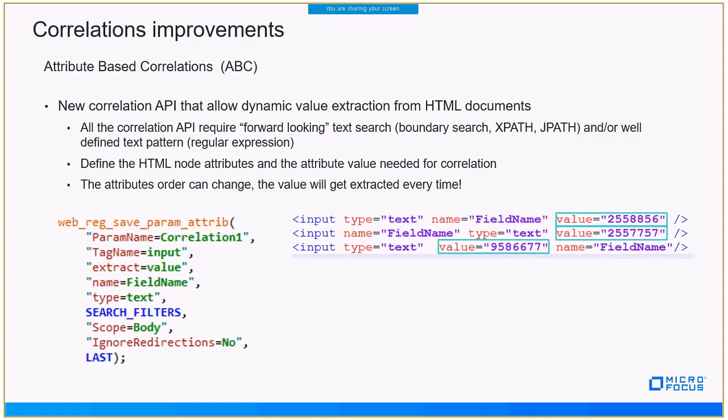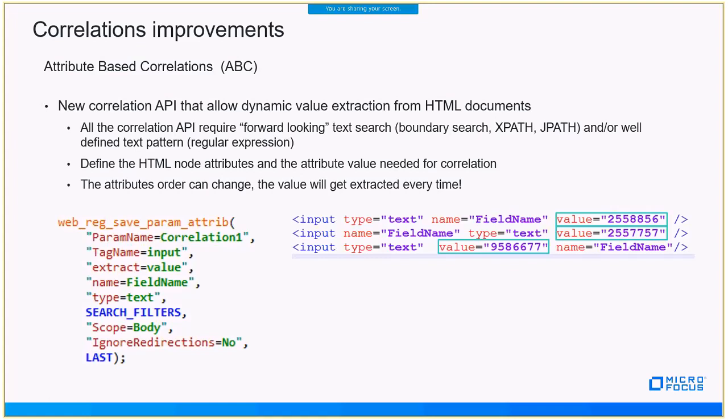Moving on to a brand new feature in the correlation mechanism, attribute-based correlation, also fondly known as ABC. As you know, when creating a correlation rule, you need to add exact delimiters to what you want to capture, be it in XPath or boundary-based or regular expression. In attribute-based correlation, which is relevant for HTML output only, you define the attribute to be correlated, and the rule will capture it, regardless of its location in the output.